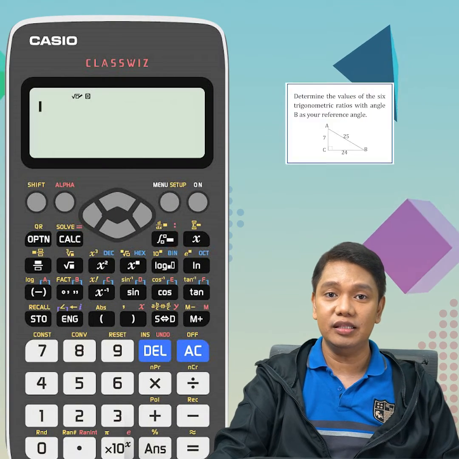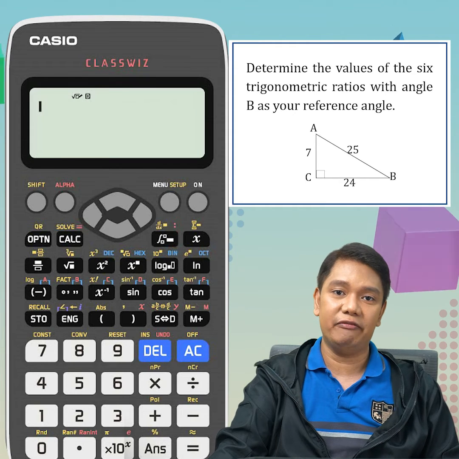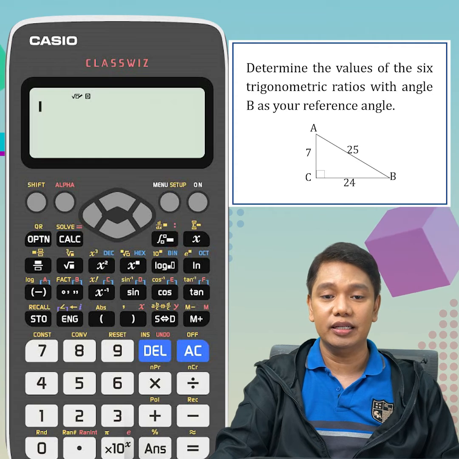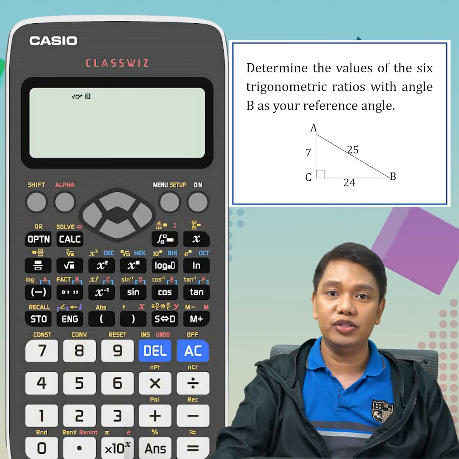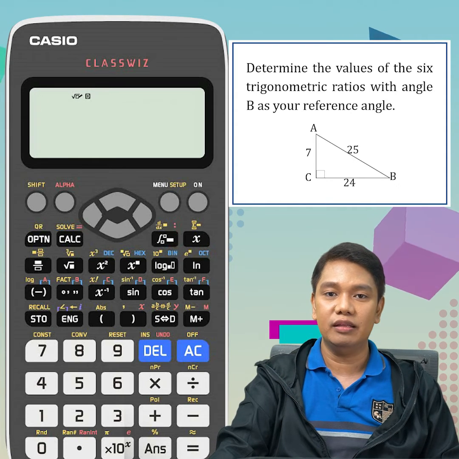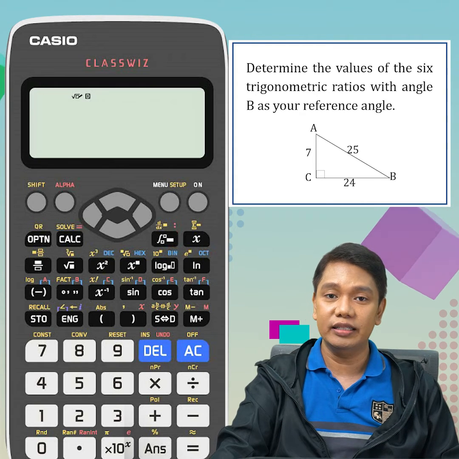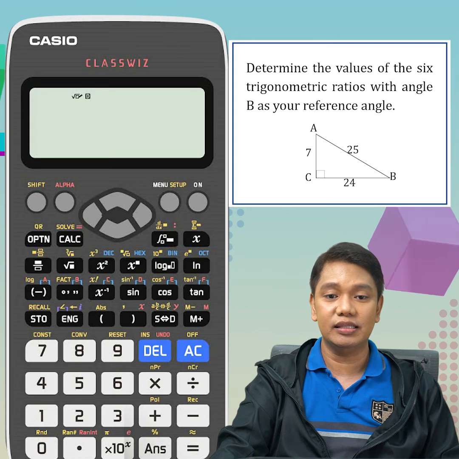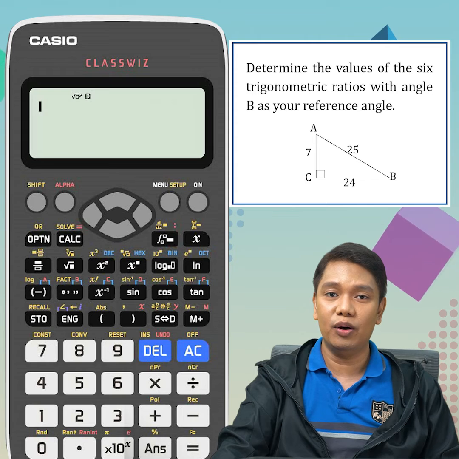Let us consider this example. Determine the 6 trigonometric ratios with angle B as your reference angle. In the given triangle ABC, the largest side is 25 and the measures of the two legs are 7 and 24. We can represent side A as 24 being opposite to angle A, side B as 7 being opposite of angle B, and of course the longest side C equal to 25.